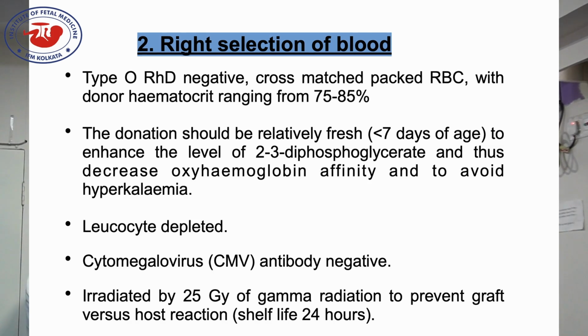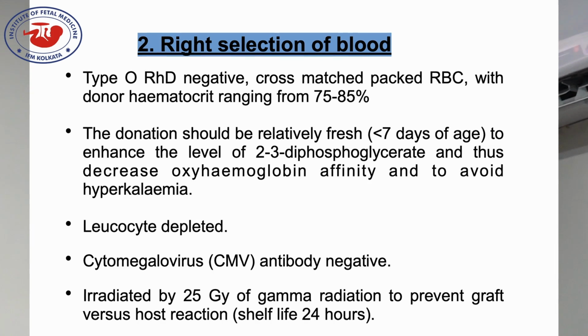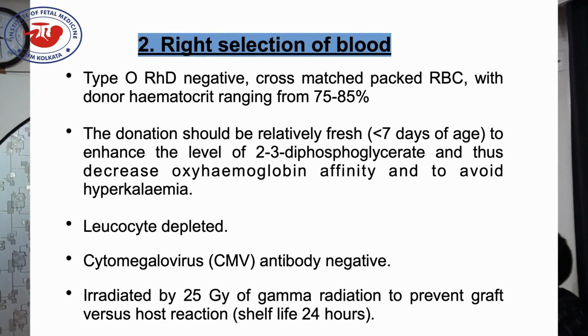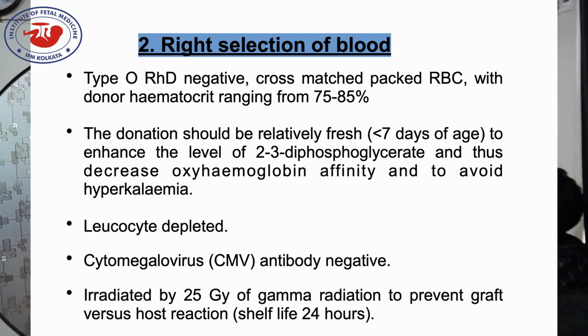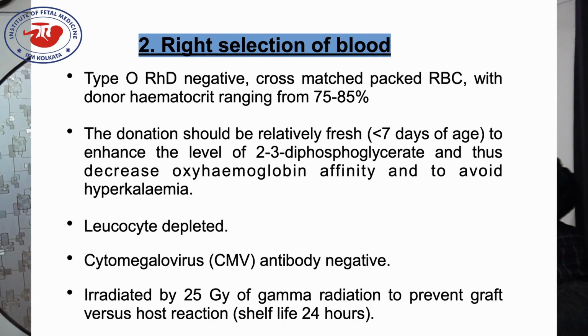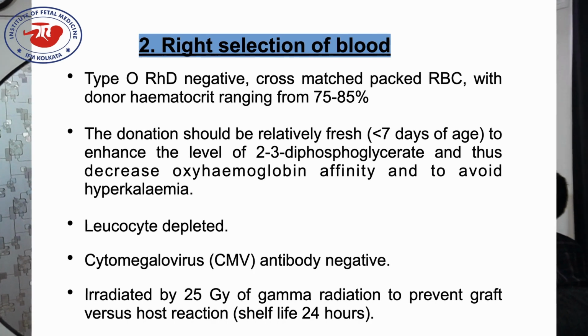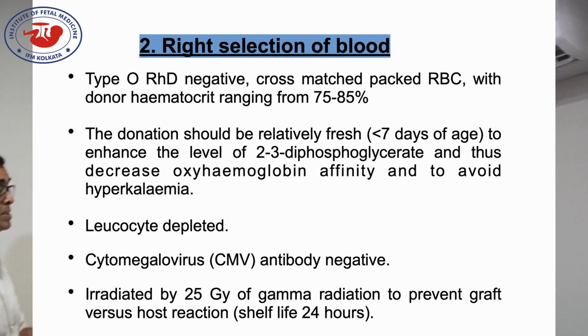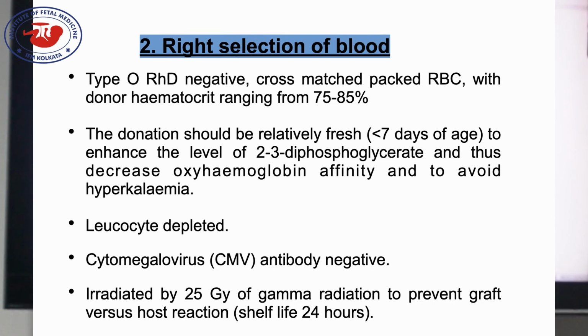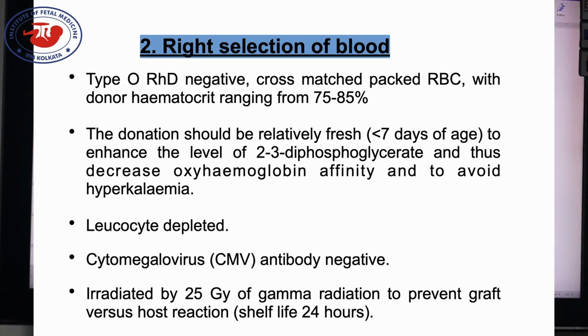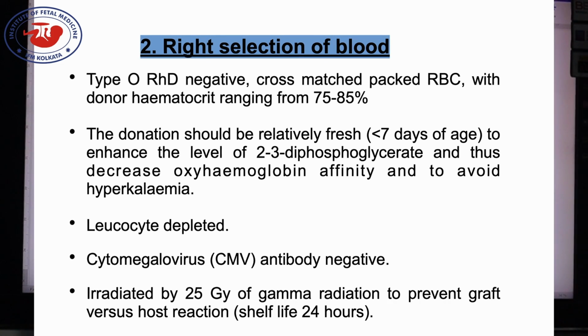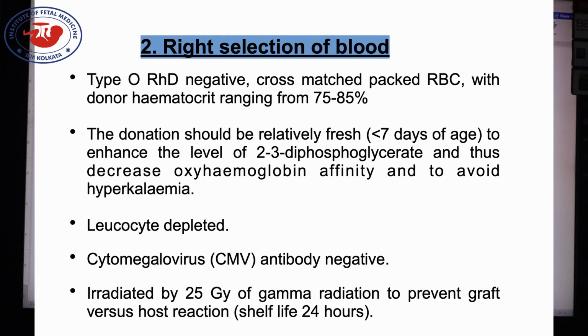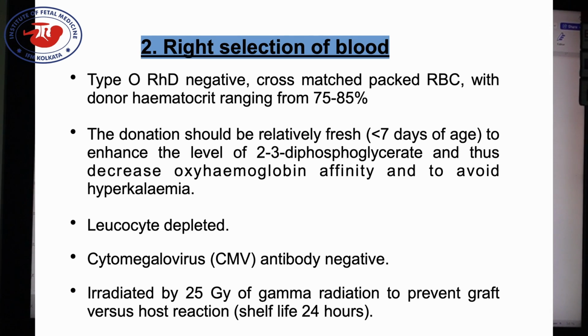But anyway, nevertheless, these are the ideal situation: O negative, cross-matched, packed, and donor hematocrit in this range. Donation should be relatively fresh, I told you, less than 7 days, to enhance the level of 2,3-diphosphoglycerate and thus decrease oxyhemoglobin affinity and to avoid hyperkalemia.